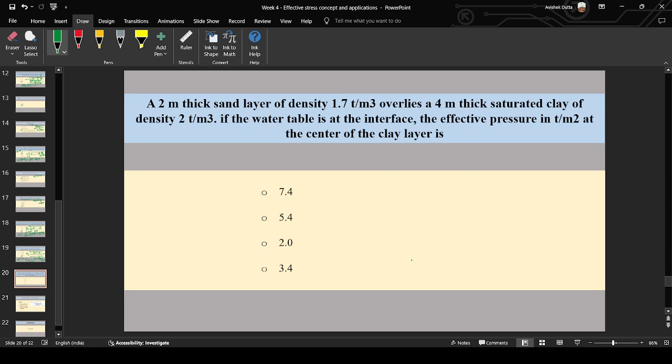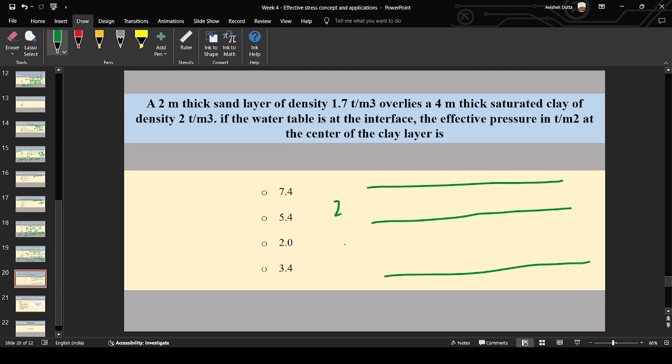So first of all, I'll draw the diagram. This is the top of the sand layer. It's 2 meter. This is the clay layer, and the clay layer is 4 meter thick. This is 2, this is 4, and at the interface is the water table.